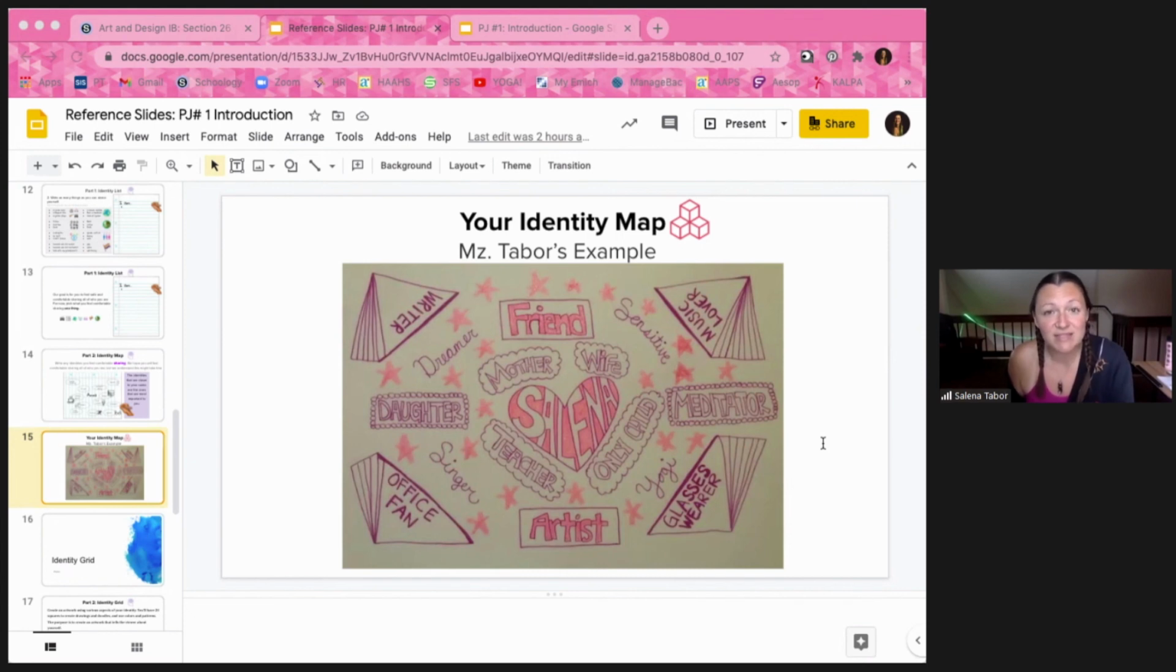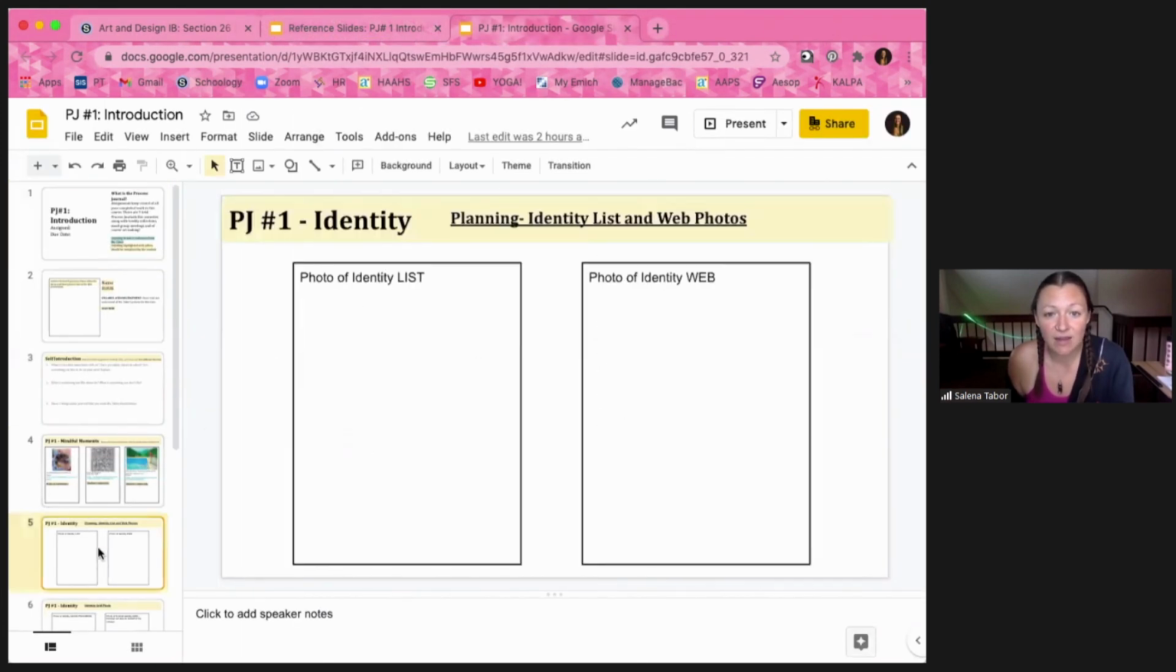You've got enough ideas generated to hopefully get started. Be sure to add photos of both of these to your process journal. And where you add your photos is slide number 5.